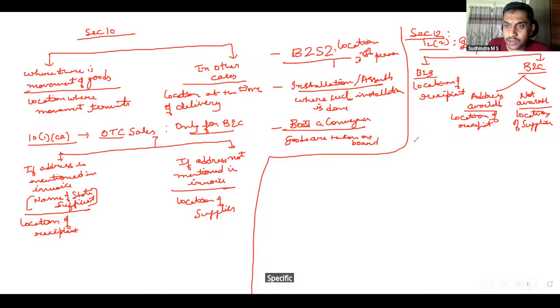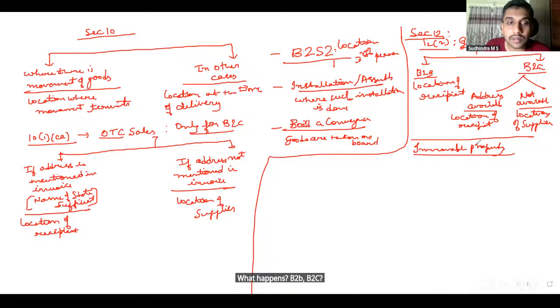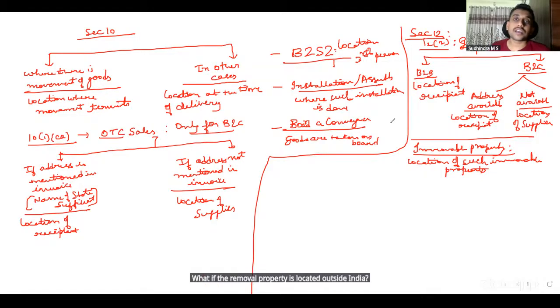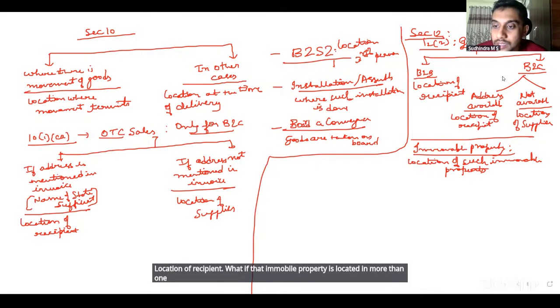Then the first specific rule we had was services in relation to immovable property. What happens, B2B, B2C? There is no B2B, B2C distinction required here. The place of supply is the location of such immovable property. However, what if that immovable property is located outside India? Then it is the location of the recipient. What if that immovable property is located in more than one state or union territory?